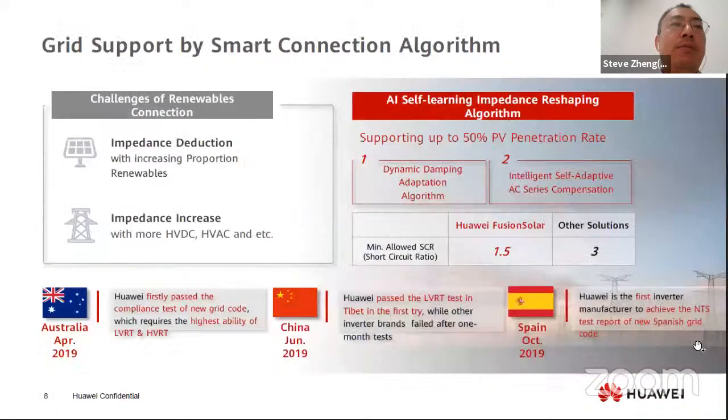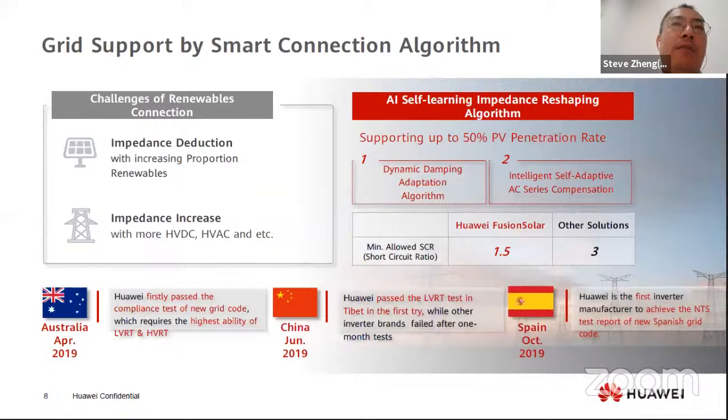Go to the next slide. Apart from that, we are talking about the grid support. As the ratio of renewables increases, now solar and also BESS are very popular. And with the application of the new HVDC and HVAC systems, the impedance of the power grid will change accordingly.